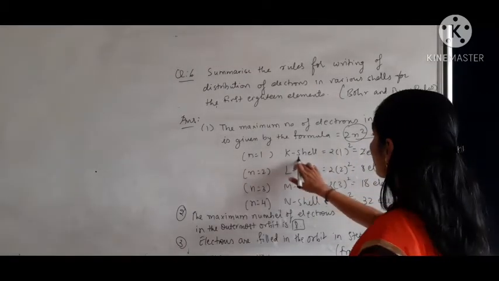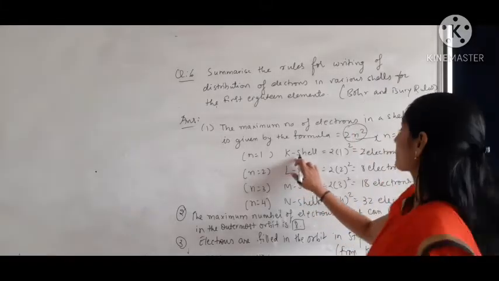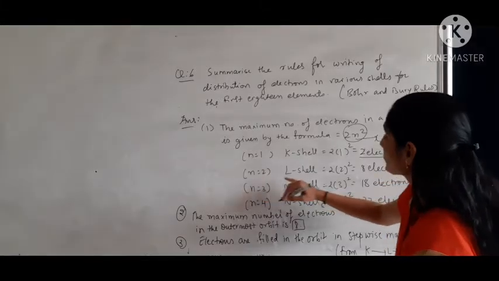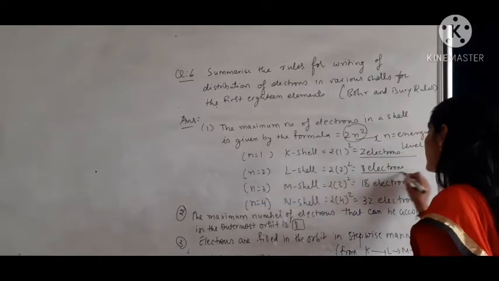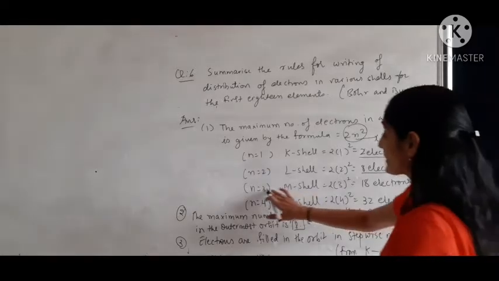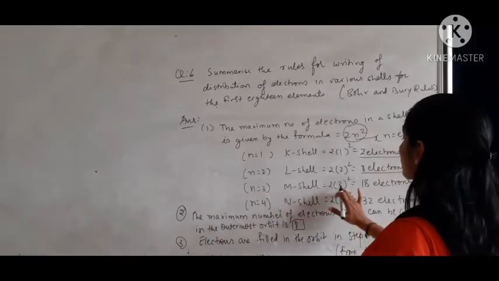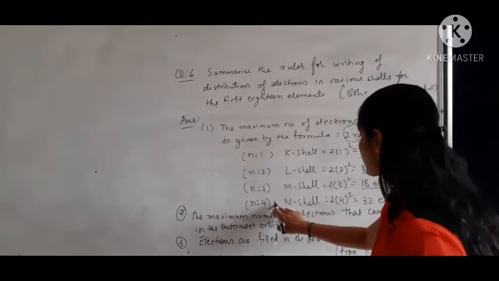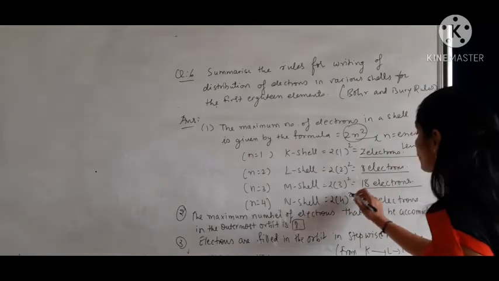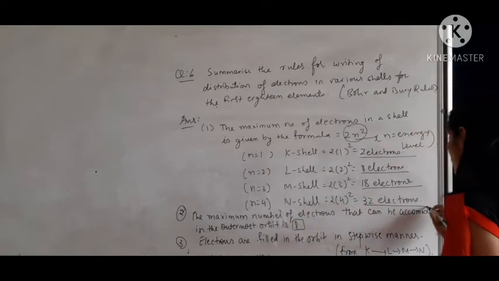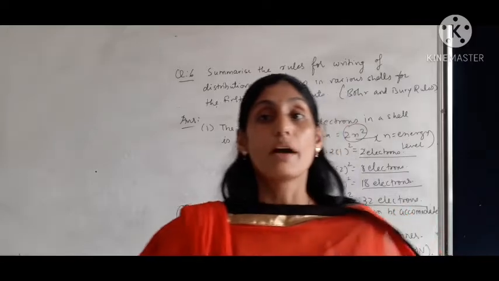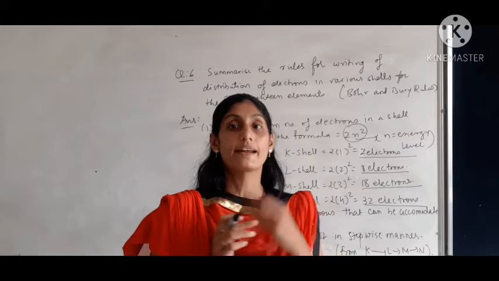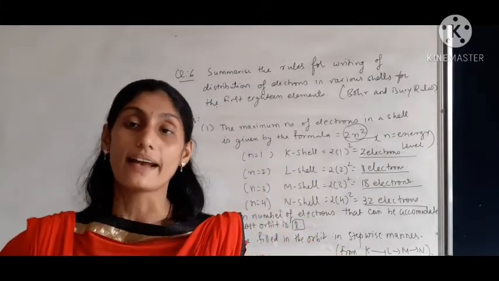So if n is equal to 1, then we denote that shell as the K shell. That means the K shell accommodates only 2 electrons. Then n is equal to 2, L shell, 2 into 2 square. So the L shell will always have 8 electrons. n is equal to 3, M shell, 2 into 3 square, 9 2s are 18. That means the M shell contains 18 electrons. n is equal to 4, that means the N shell, 2 into 4 square, 4 4s are 16, 2s are 32 electrons. That is the very first rule by which we can fill the electrons in the K shell, L shell, M shell and N shell. The K shell has 2 electrons, L 8, M 18 and N 32.